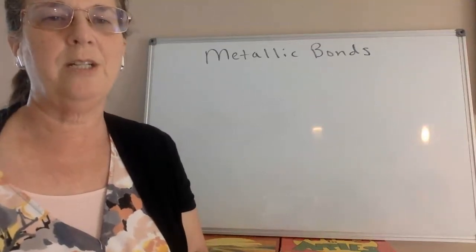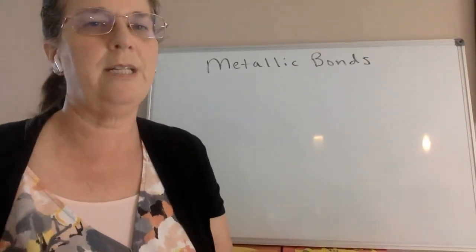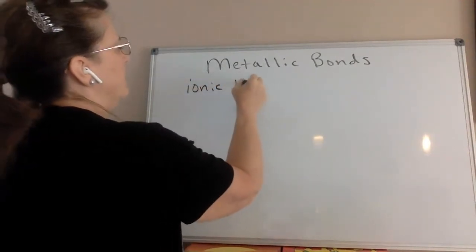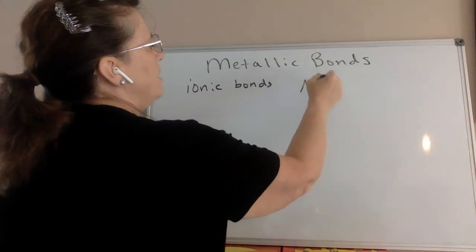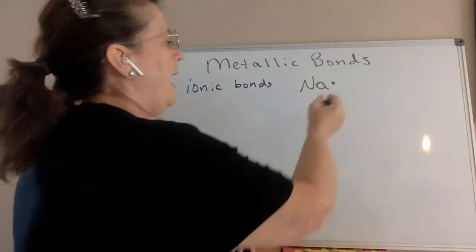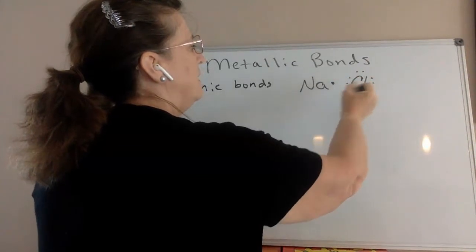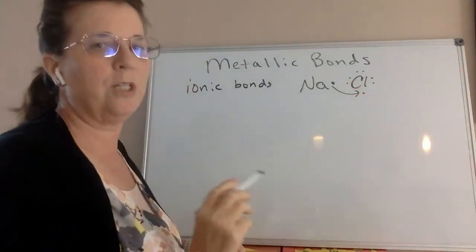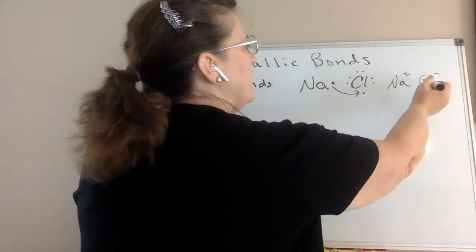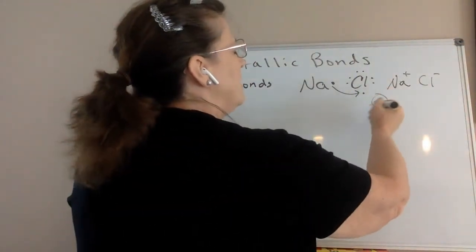Hello, this is a continuation of our look at types of bonds, and we've already looked at ionic bonds. Remember, in ionic bonds, there's a transfer of electrons. So we have a sodium metal with one valence shell electron, and we've already talked about this. And let's say chlorine with 7 valence shell electrons. This one electron is transferred to the chlorine, so the result is we have a sodium plus and a chlorine minus ion staying together.